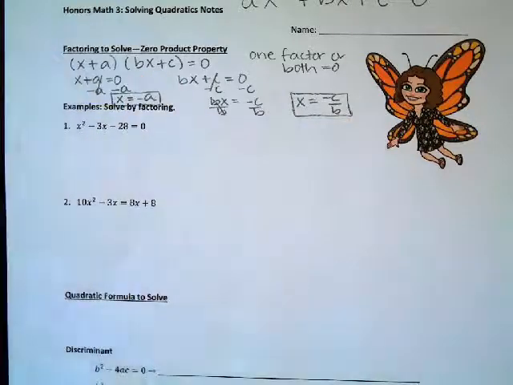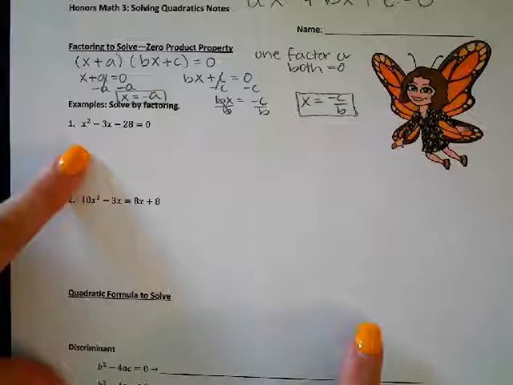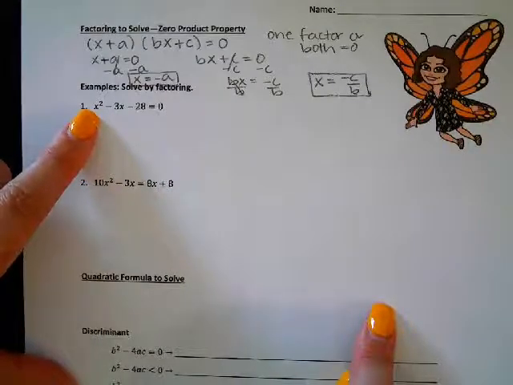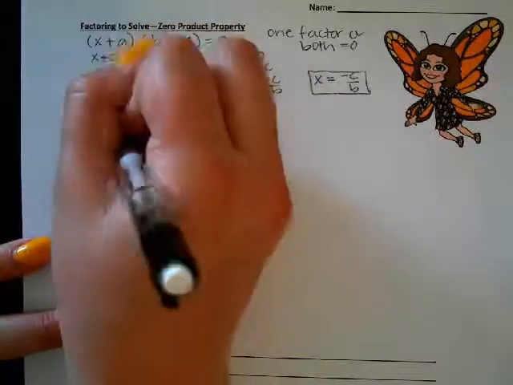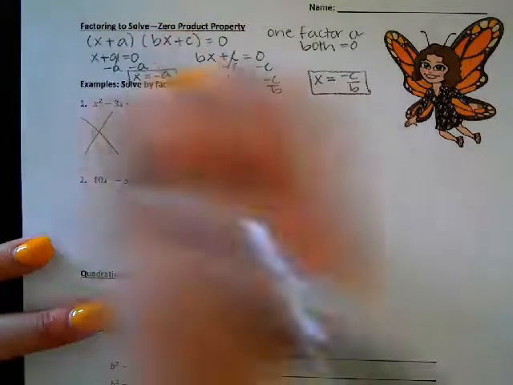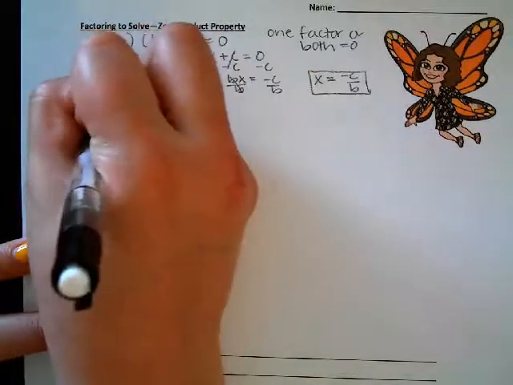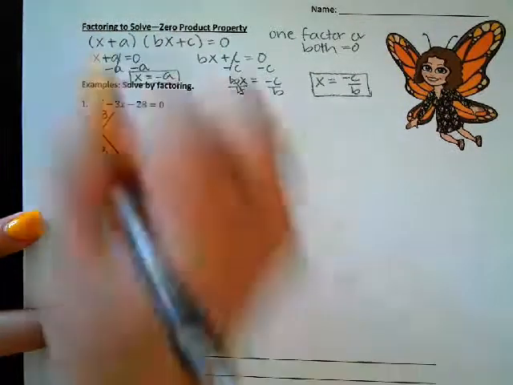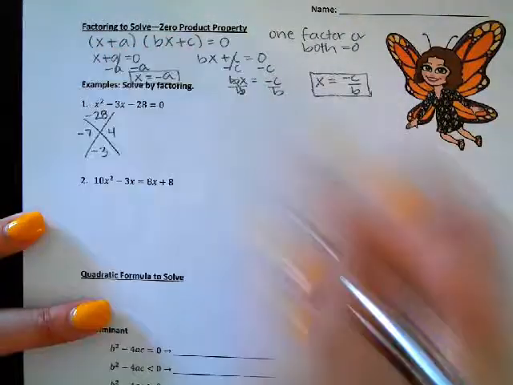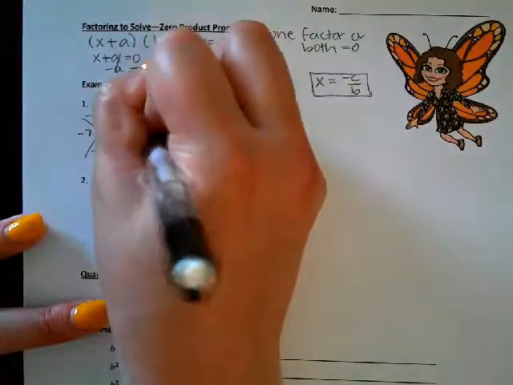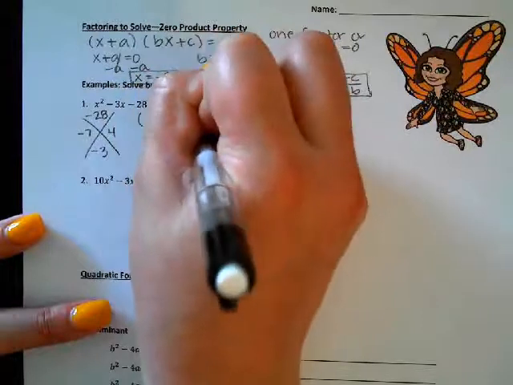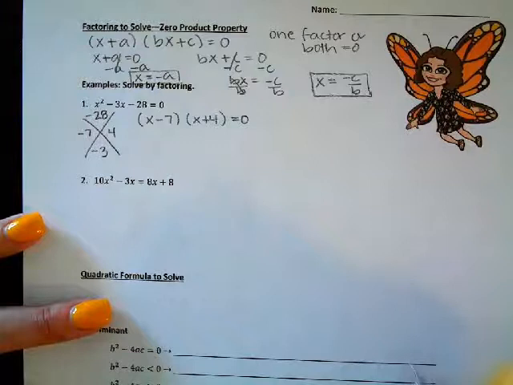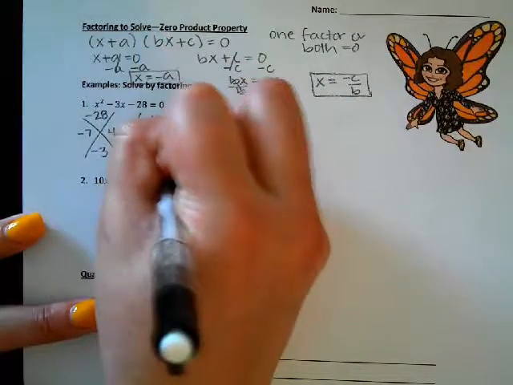All right, so the first example problem is a trinomial set equal to 0 already. The a value equals 1, so this is a pretty typical factoring problem. We are just looking for two numbers that multiply to negative 28 and add to negative 3, and the two numbers that do that would be negative 7 and positive 4. So in the parentheses, I'm going to write x minus 7, x plus 4, equals 0.